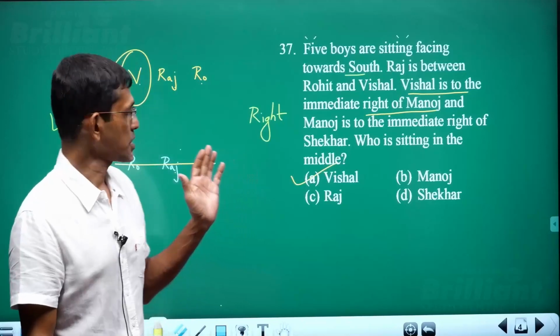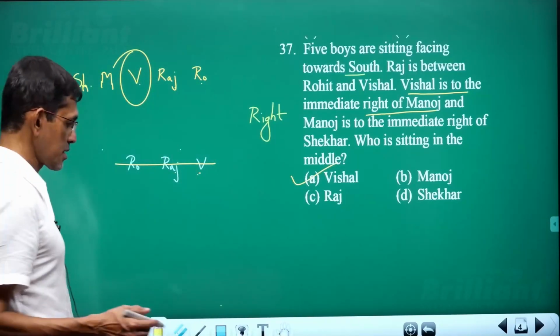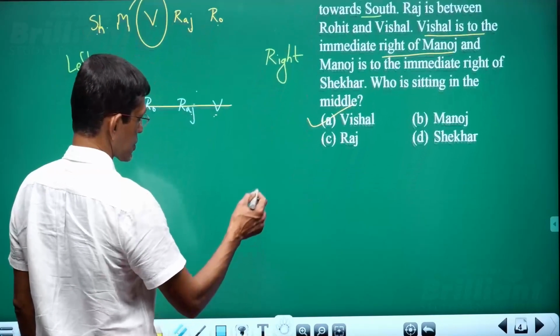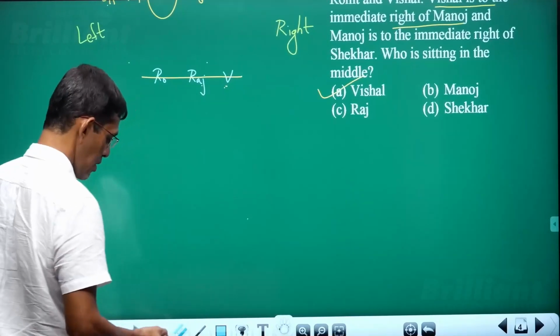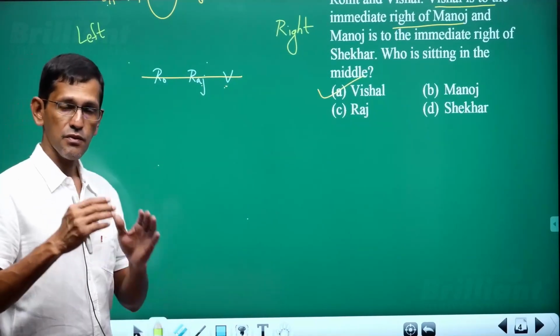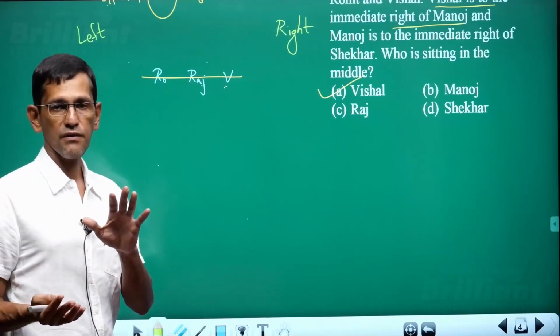So this is pretty much a seating arrangement question, especially the linear arrangement. Sometimes you may have these questions a bit more misleading. How can that be misleading? Sometimes they may say that two sets of people are sitting in two different rows and facing each other.